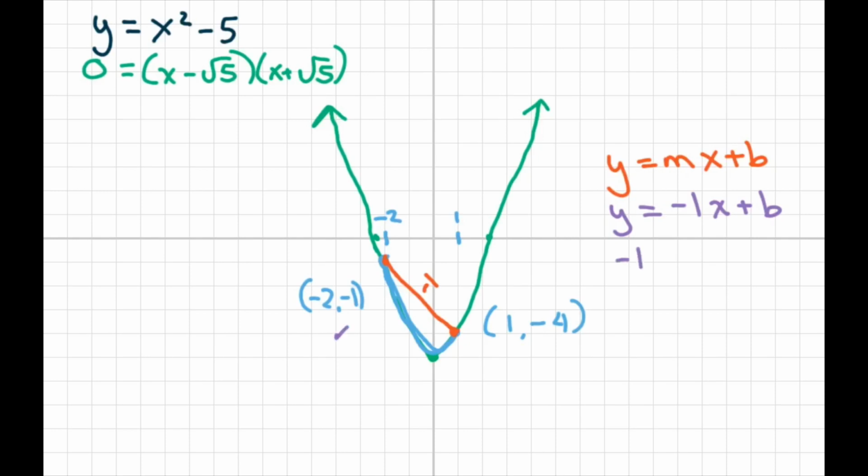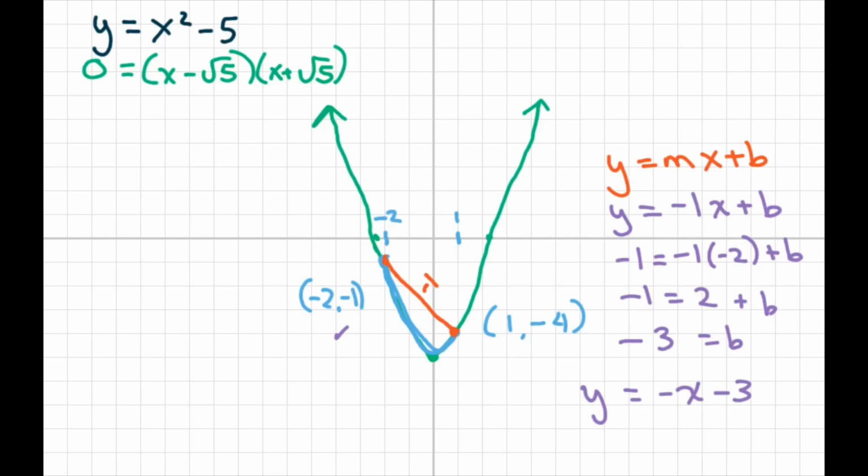So my y is negative 1, and my x is negative 2, plus b, and solve for b. So we get negative 1 equals 2 plus b. So when you subtract 2, you get negative 3 equals b. So our equation is y equals negative x minus 3.